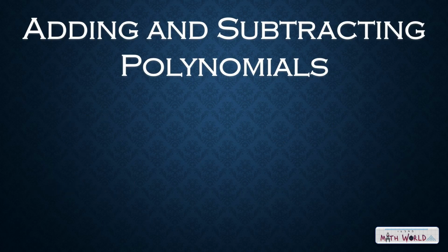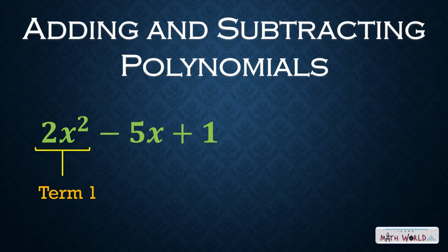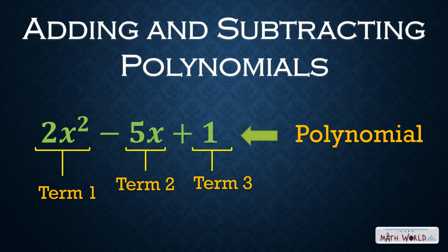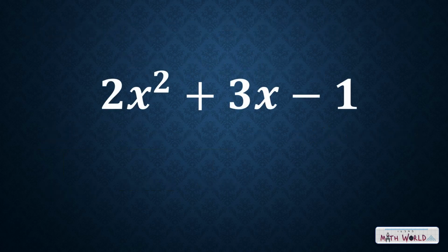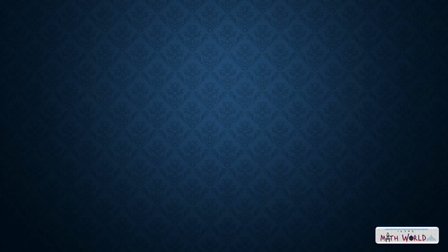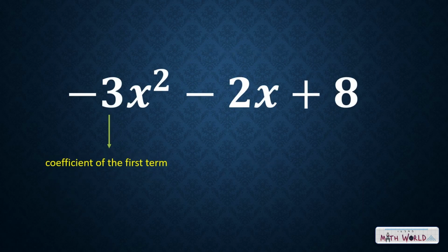Polynomials are expressions that have one or more terms. Terms are separated by plus or minus signs, and each term can have a coefficient and a variable raised to a certain power. For example, in this polynomial, 2 is the coefficient of the first term, x is the variable, and 2 is the power to which x is raised, and it is the degree of the polynomial. And in this polynomial, -3 is the coefficient of the last term, x is the variable, and 2 is the power to which x is raised, and it is the degree of the polynomial.